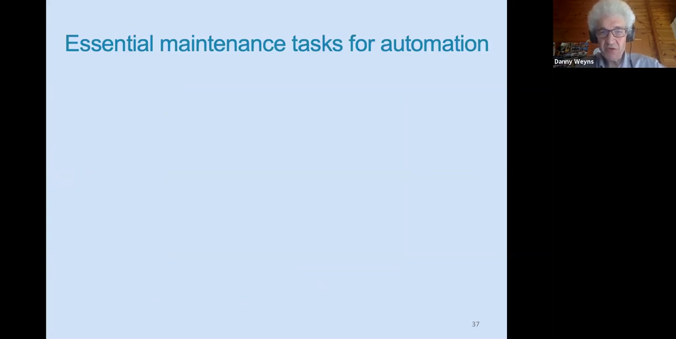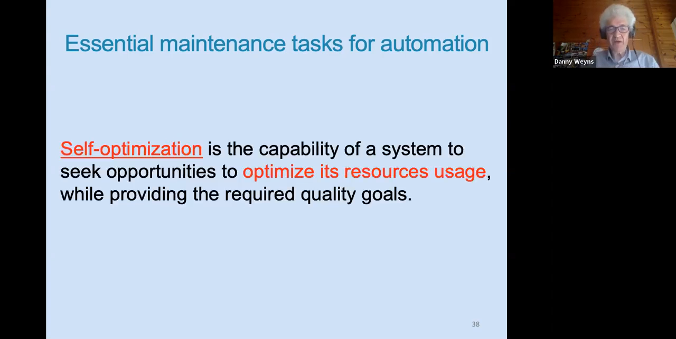This leads to a number of essential maintenance tasks that can be automated through self-adaptation. I take a bit of time to explain these tasks because I think it's essential to understand what self-adaptation is really all about. I start with the obvious one, self-optimization. A system that self-optimizes optimizes its resource usage. It ensures that the quality goals are achieved, but in the most optimal way.